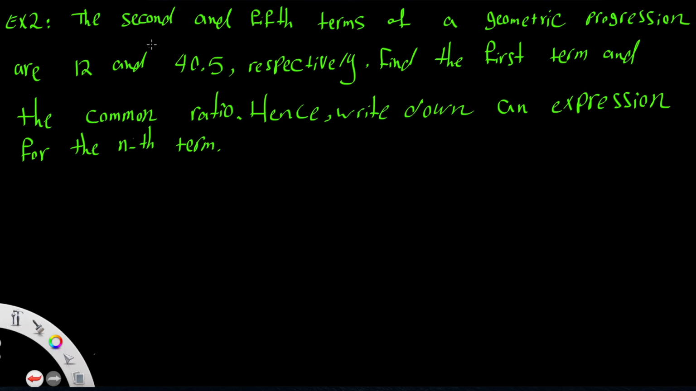Example 2. The second and fifth terms of a geometric progression are 12 and 40.5 respectively. Find the first term and the common ratio, hence write down an expression for the nth term. Now, it says the second term, a2, is 12 and the fifth term, a5, is 40.5. Now we know that the second term, which is 12, is a r to the power of n minus 1. n is 2 here, so it will be 1, so there is no need to write it.